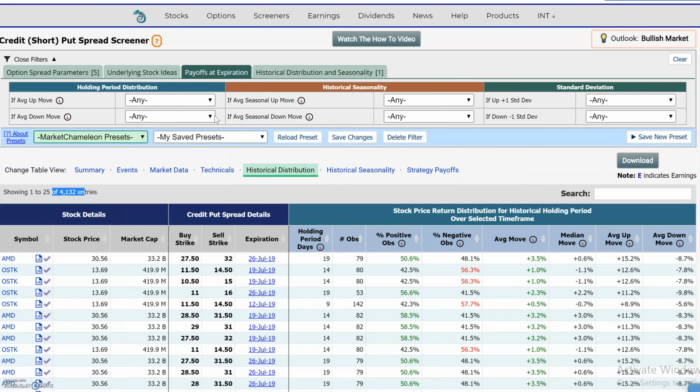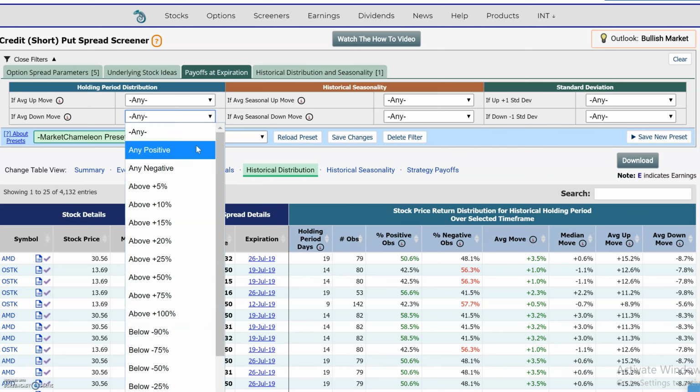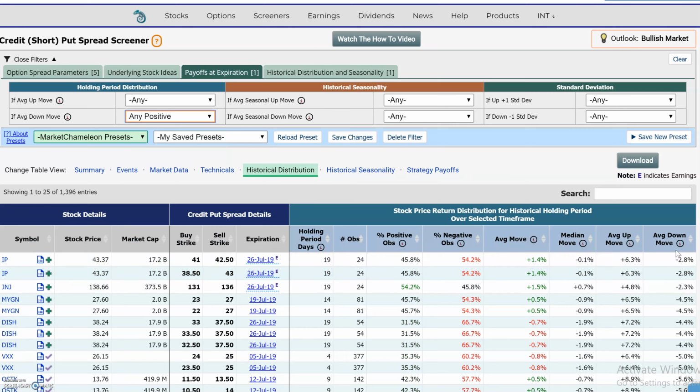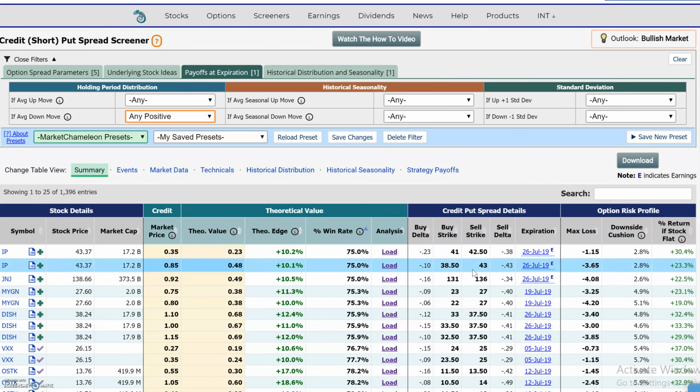So this is going to change all from the screener. If average down move, I want my credit spread to still return something positive. I still want to make money. So here it is. Here, this is the average down move, negative 2.8%. Let's come back to the summary here. So there's your cushion, 2.8%. So it's at least that.